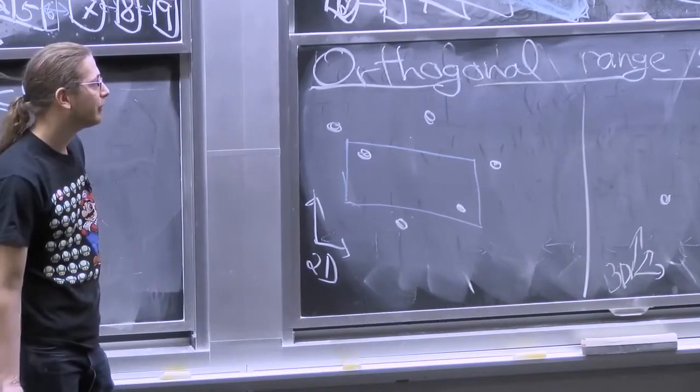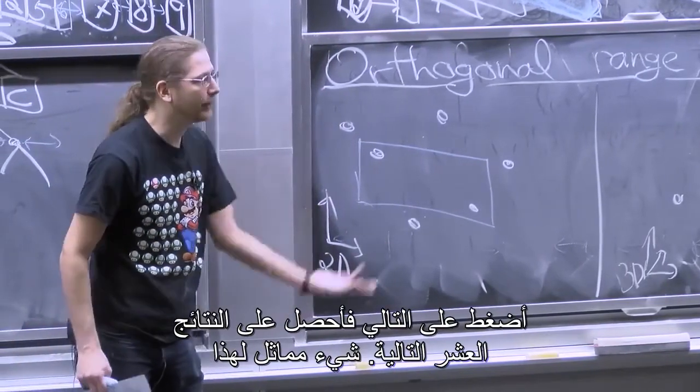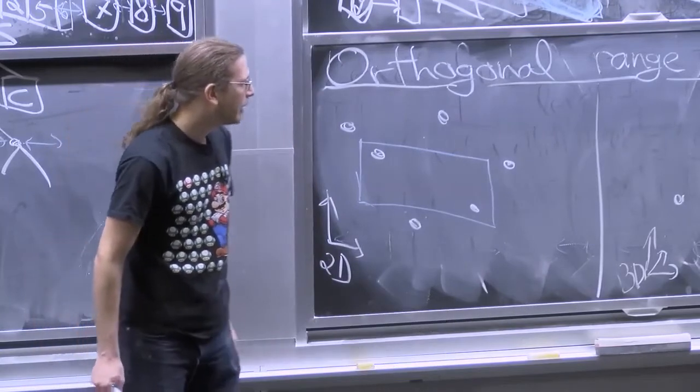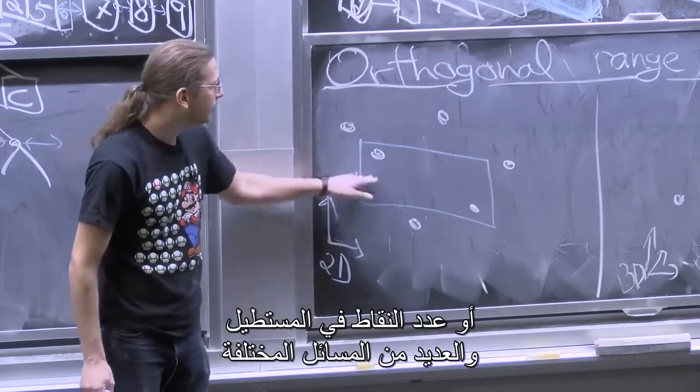It's examples. You know, maybe this is a Google search or something. I just get the first 10 results on the first page. I hit next, then I want the next 10, that kind of thing. Or maybe I want to know how many search results there are, the number of points in the rectangle, a bunch of different problems.